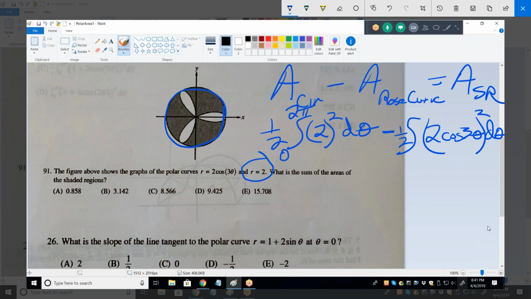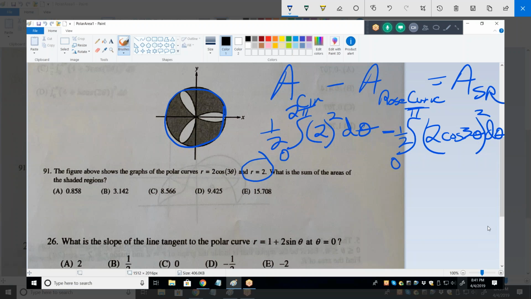The one thing to know about rose curves, which are one of the most common ones you're going to run into, is that it traces it out twice going from 0 to 2 pi. It traces it out once going from 0 to pi. So if I want that entire rose curve, I have to go from 0 to pi. If I go from 0 to 2 pi, I'm going to get two areas.